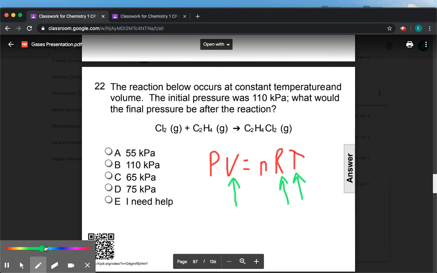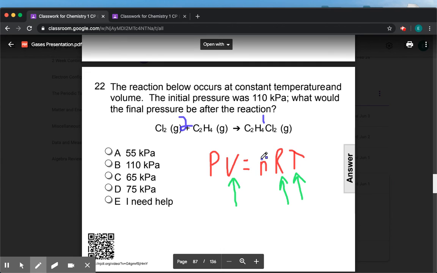Okay, let's count up our moles. Well, is everything balanced? Let's see. We have 2 chlorines on the left, 2 chlorines on the right, 2 carbons on the left, 2 carbons on the right, 4 hydrogens, 4 hydrogens. So the equation is balanced. Okay. How many moles are on the left? We have 2 moles on the left. How many moles on the right? We have 1 mole on the right. Remember, just add up the coefficients.